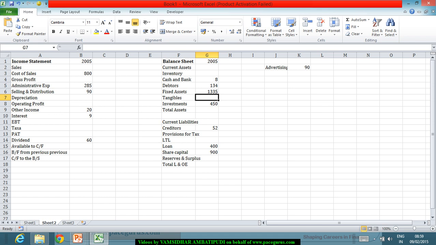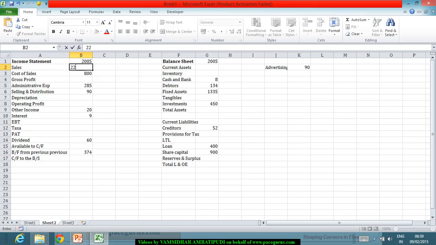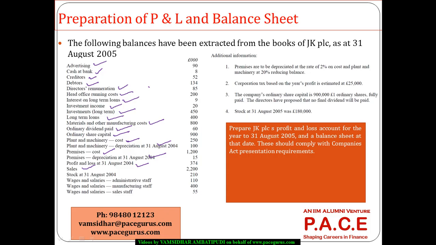Profit and loss as on 31st August 2004 is 374. That part is coming out from the previous statement. So that's where I'm taking 374 here. Sales is coming out to 2200. So I'll take the sales as 2200.